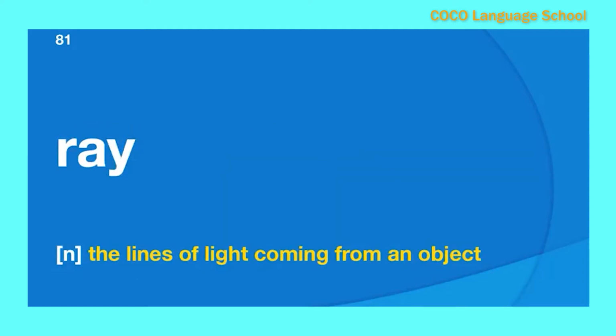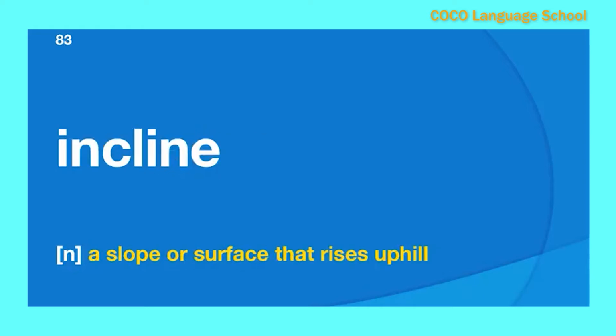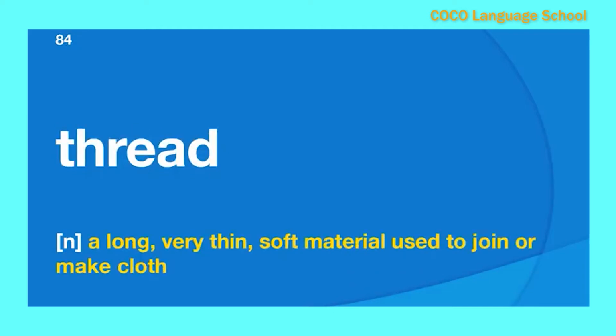The lines of light coming from an object. Ray. Better, higher quality. Superior. A slope or surface that rises uphill. Incline. A long, very thin, soft material used to join or make cloth. Thread.